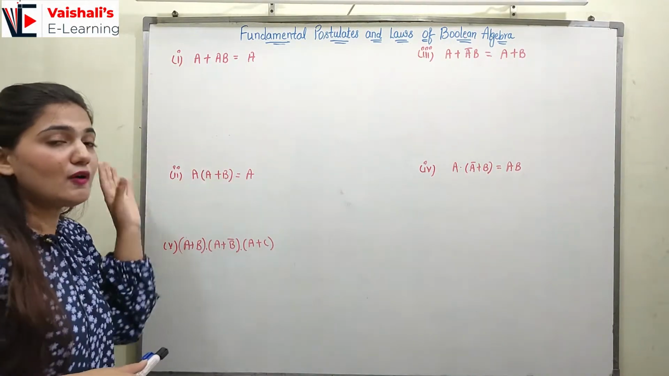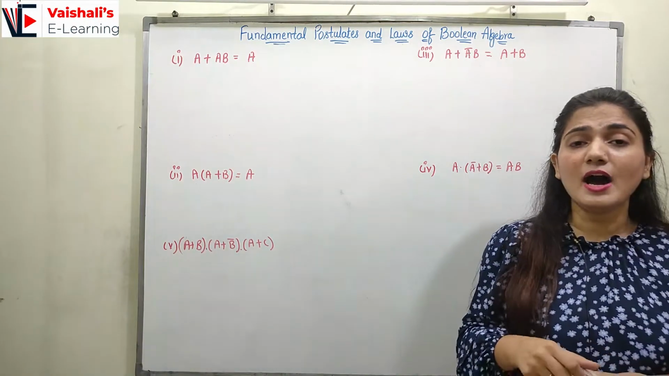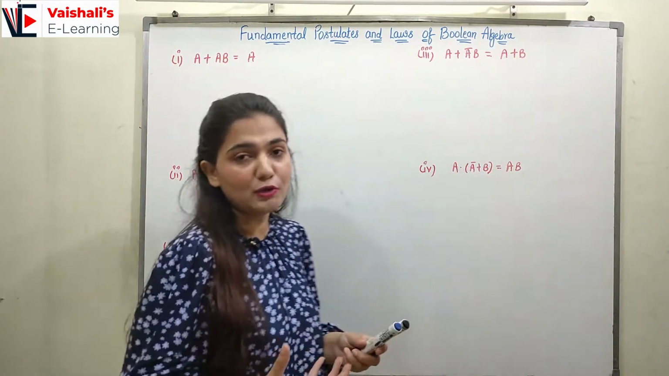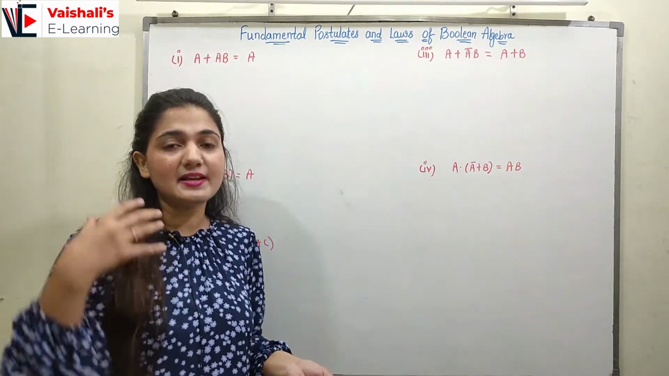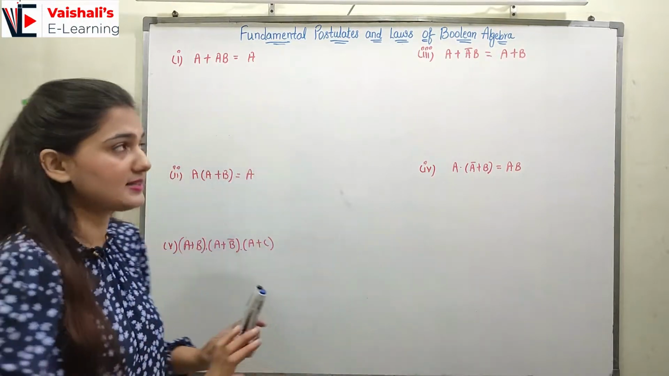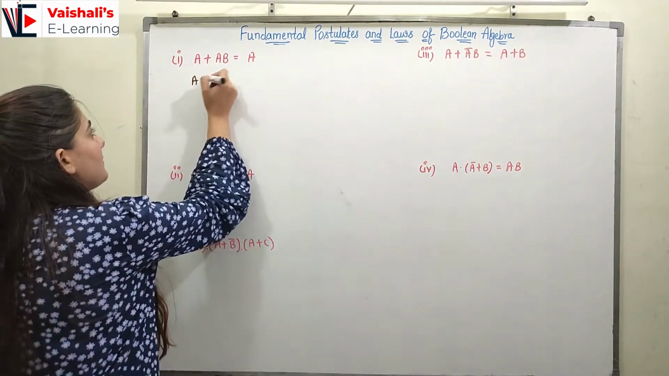So we are going to solve all of these Boolean expressions, and by solving it we can understand how, if I have any complex Boolean expression, I can get the simplified Boolean expression by using the basic postulates and the basic theorems that we had already discussed in the last class. So now let's start with the first question. It states a plus ab is equal to a.